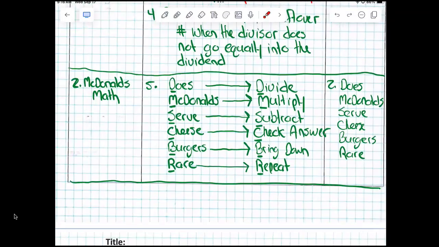All right, here we go. Number 2 is McDonald's math. You're going to repeat after me. Does means divide. McDonald's means multiply. Serve means subtract. Cheese means check answer. I love this class right now. Burgers means bring down. Rare means repeat that whole process.